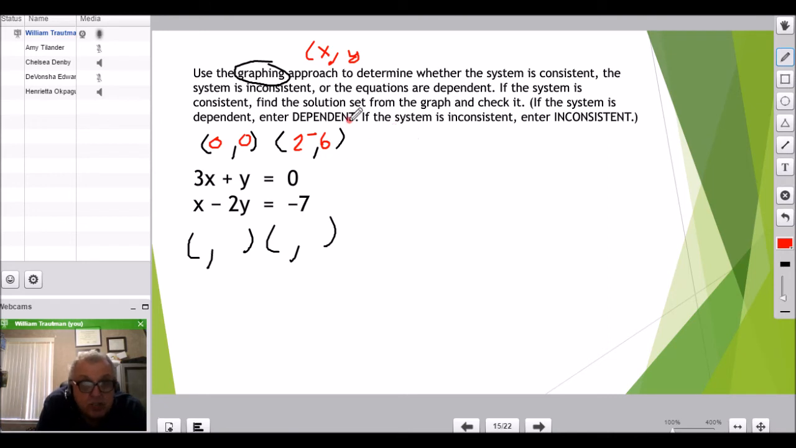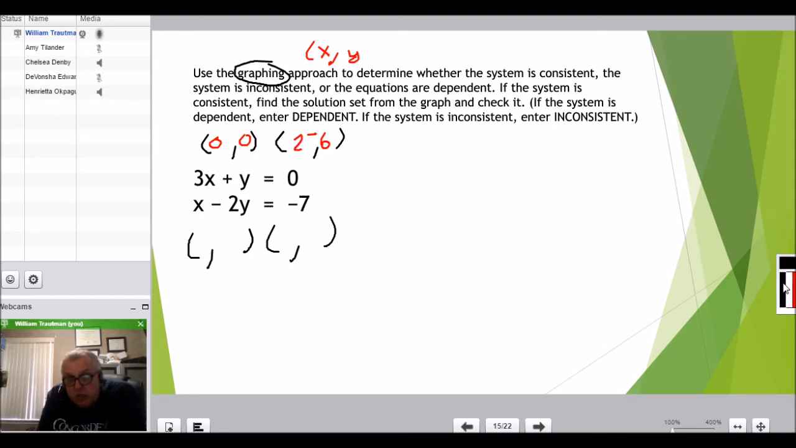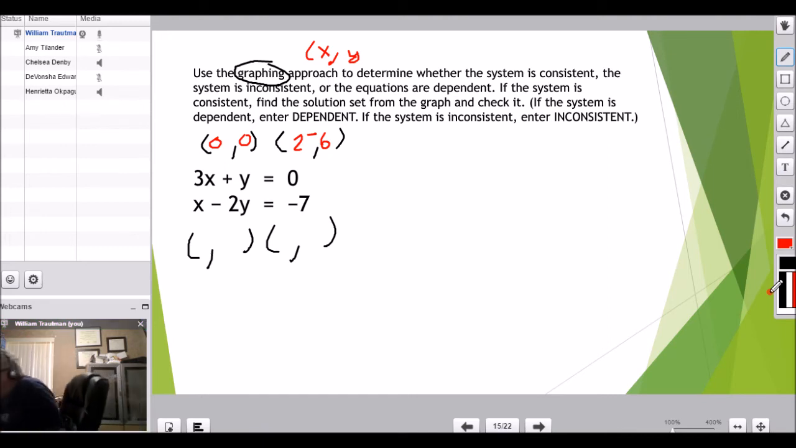All right, so there's my points for the top equation. I think the bottom equation might be a little bit more difficult because the 7 is odd. Can anybody look at it and find one quick point? Let's see if you can find one quick point. Anybody see an x and a y that, if I put an x and a y in there, I get -7?